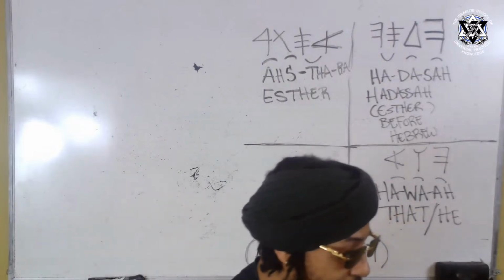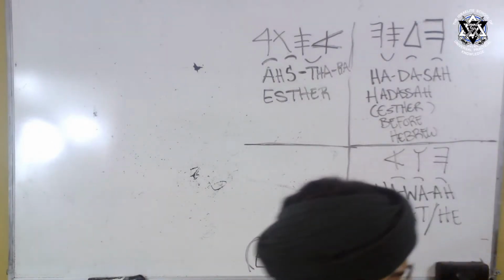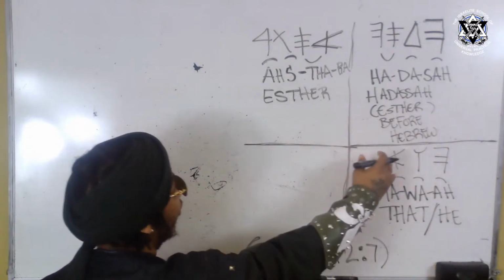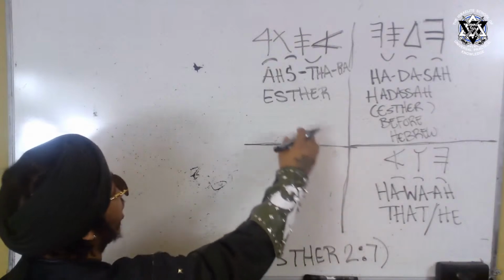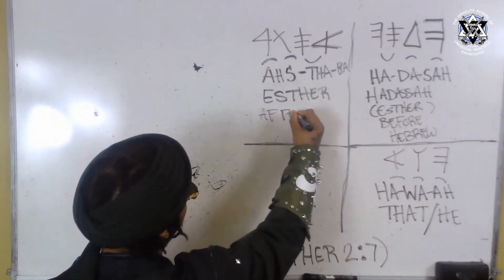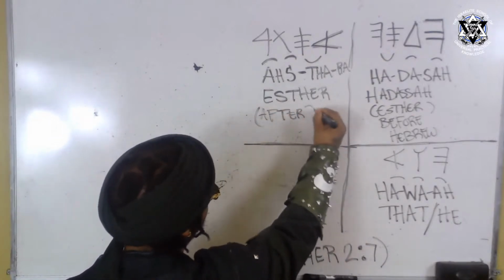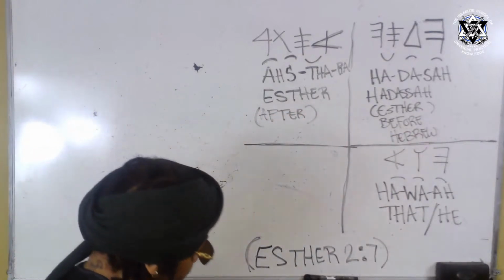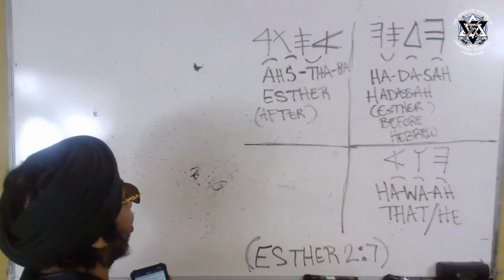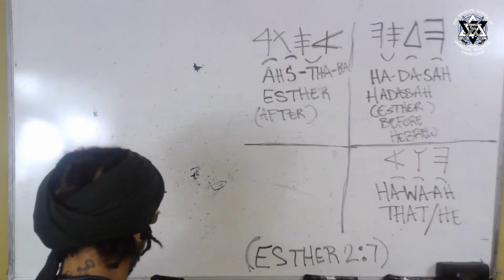Now, with that being said, let's keep going. You got Hadassah, which is her name before she was given her Hebrew name, and then Esther after the Hebrew name. So this was her Hebrew name. This is after, that's before. I'm trying to see if we got any good markers without them going out on us. All right, so let's keep going.